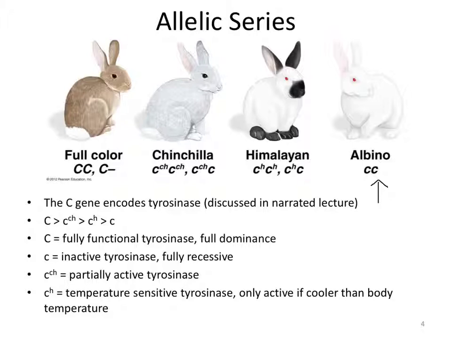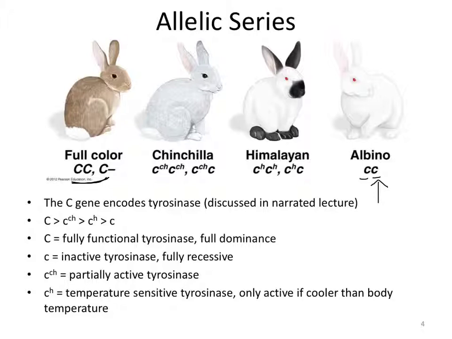So that rabbit over here on the right is showing the classical albino phenotype: pink eyes, completely white fur everywhere, a complete lack of ability to make melanin, because the tyrosinase encoded by the little c allele is totally non-functional. So there are other alleles for this particular gene besides the little c shown on the right and the big C shown over here on the left, or wild type.